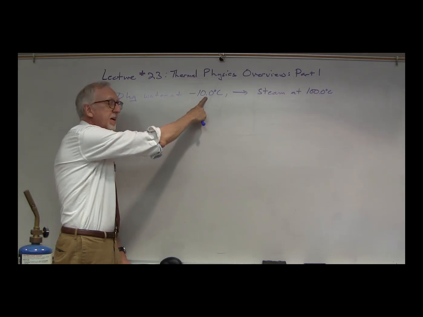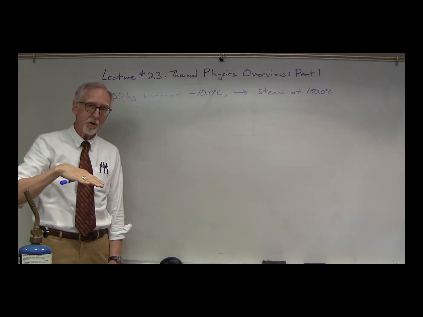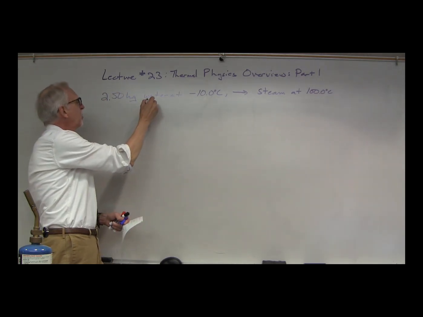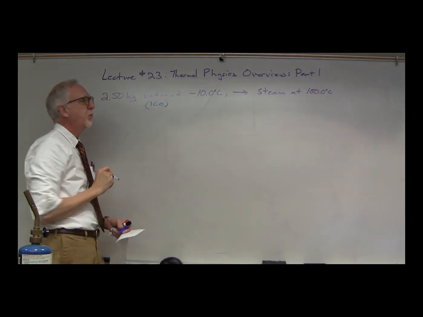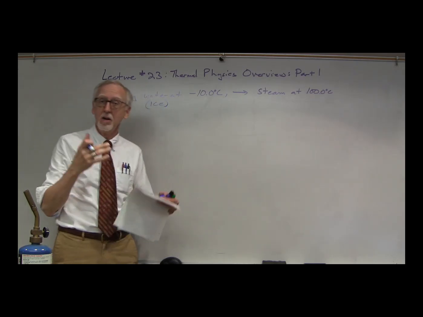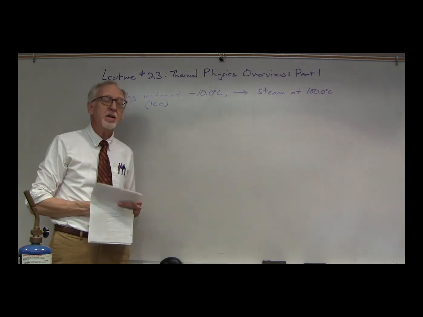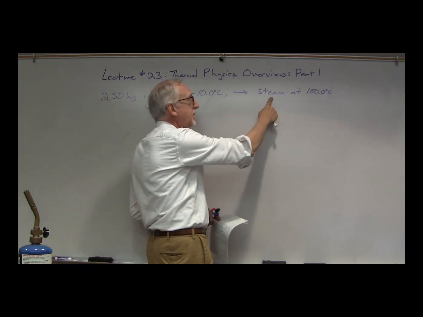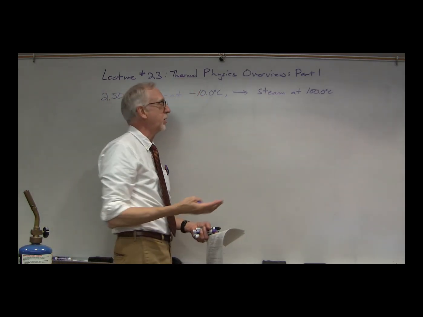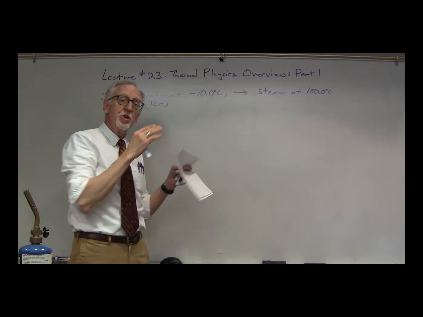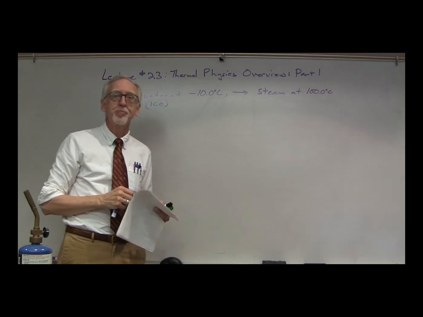If it's at negative 10 degrees centigrade, it's below 0 degrees, it has to be ice. So we've got 2.50 kilograms of water ice at negative 10 degrees centigrade. And we want to turn this into steam, gaseous water, water vapor, at 100 degrees centigrade. We're going to do this by adding energy to it.